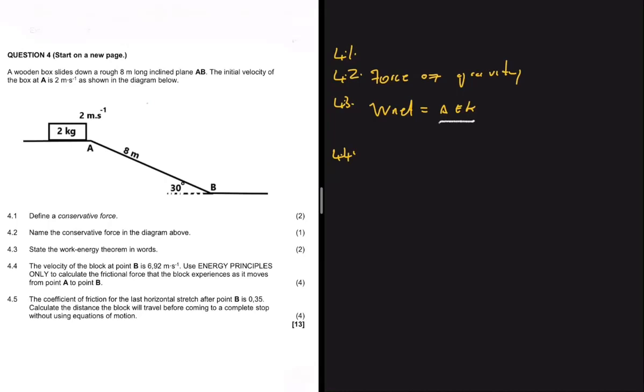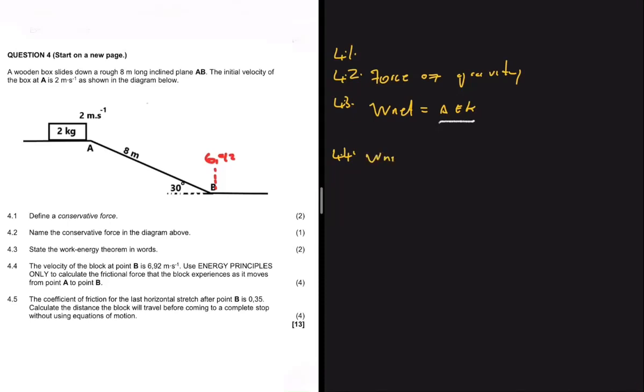So at this point, we have 6.92 meters per second at point B. And then the question goes on to say to use energy principles only to calculate the frictional force that the block experiences as it moves from point A to point B. So when the question says let's use energy principles, there's two equations we can use.